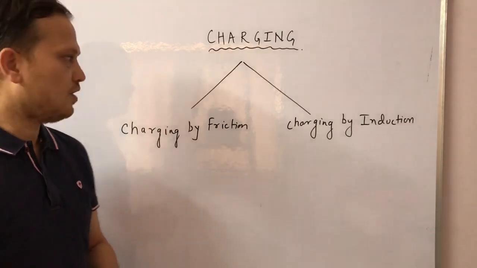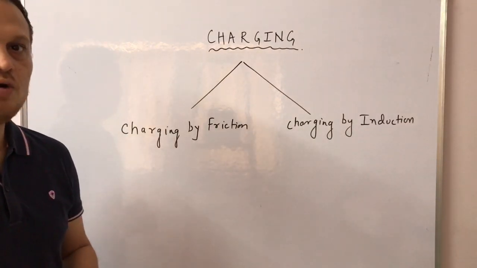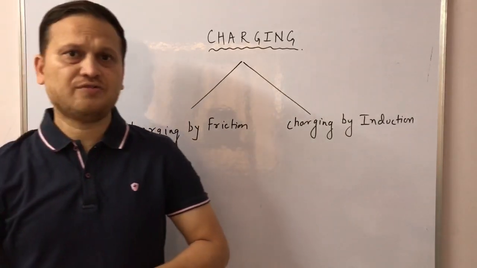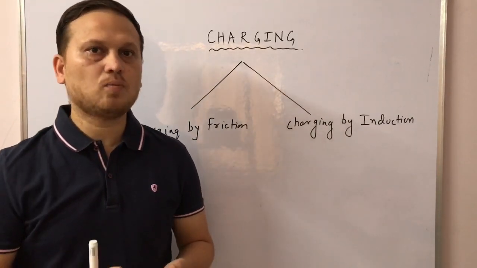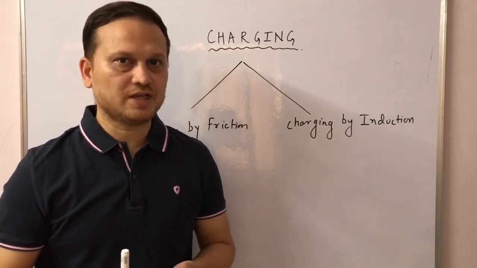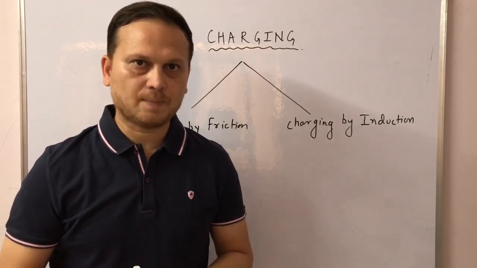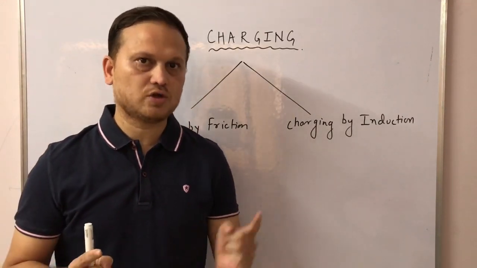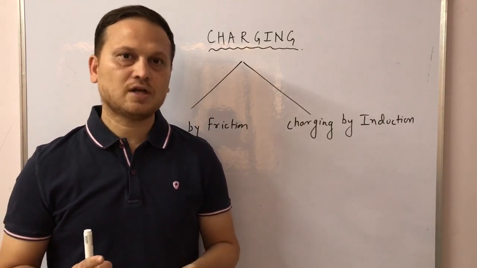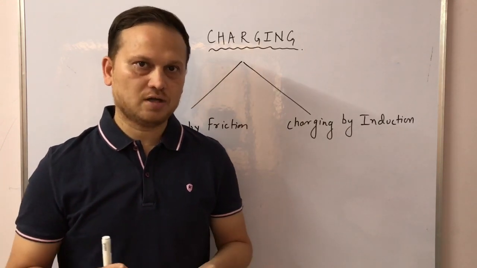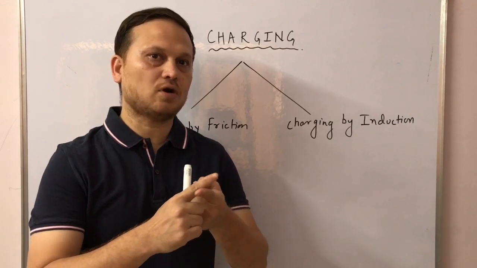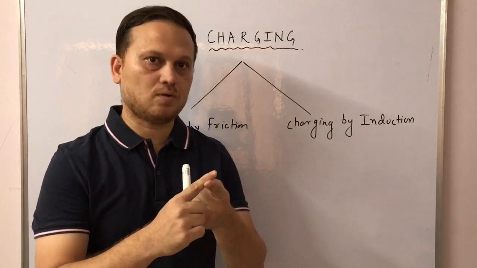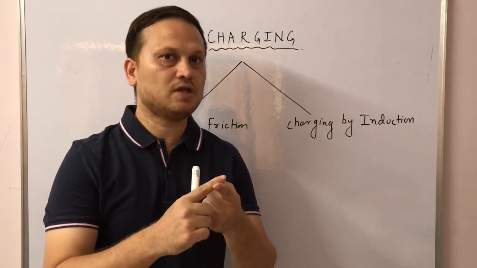So let us see these two methods one by one. First, charging by friction. How can friction be used to charge any neutral body? Friction means when two bodies come in contact with each other. If you want to charge a neutral, uncharged body, the uncharged body can be brought near a charged body. When these two charged and uncharged bodies are rubbed against each other, the charges are transferred from the charged body to the uncharged body.